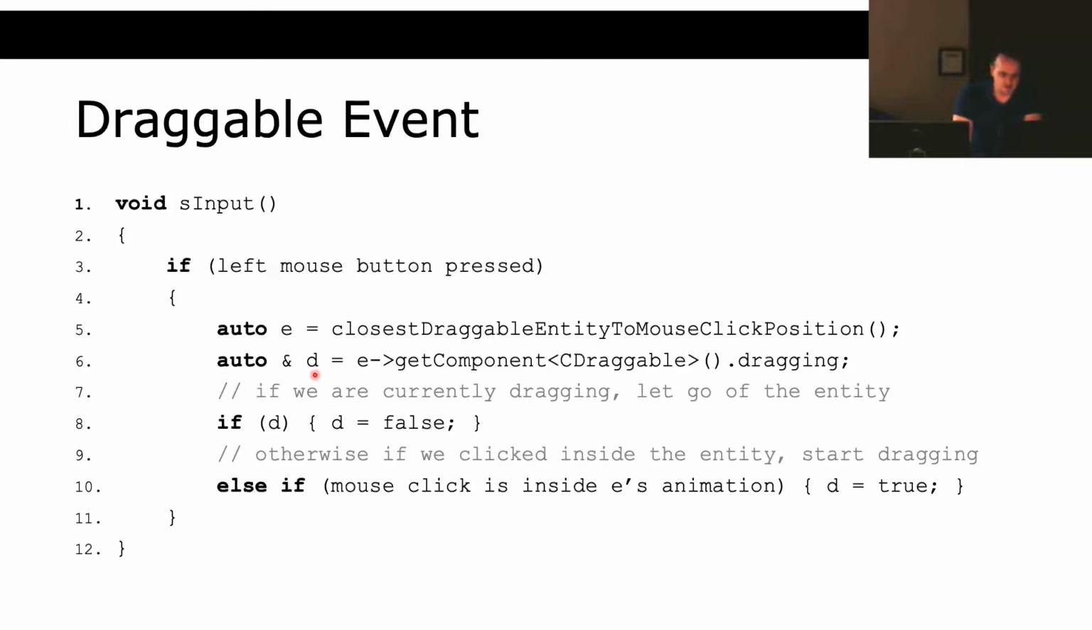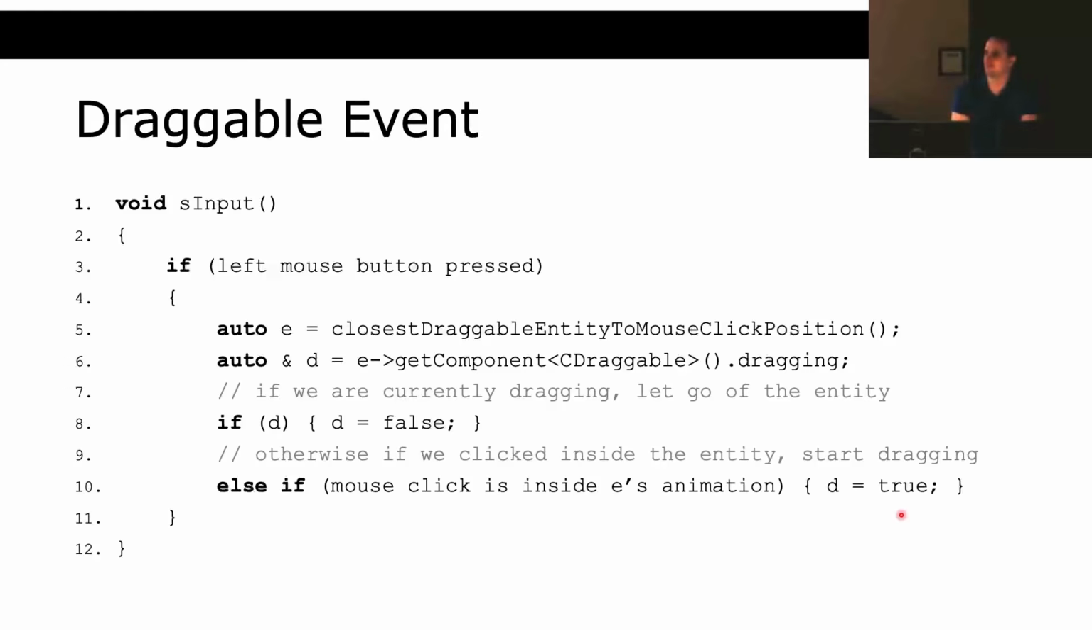And you would say, okay, get the draggable component. If we are dragging, then D equals false. What does that mean? Well, it means that if I'm currently dragging something and I click again, then I'm no longer dragging it, right? So if I was currently dragging something, then drop it at this location. If I'm not currently dragging something, and the mouse was clicked inside an entity's animation, then now I'm dragging it. Okay? So it's pretty easy.